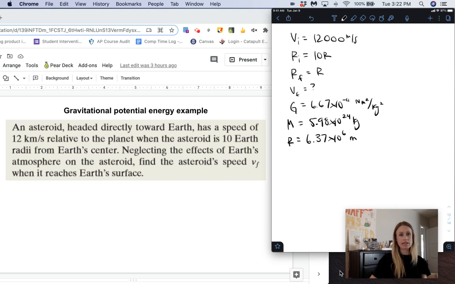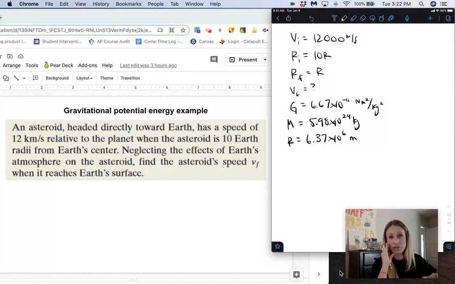All right, so here's our example for gravitational potential energy. We have an asteroid headed directly toward Earth, with a speed of 12 kilometers per second relative to the planet when the asteroid is 10 Earth radii from the Earth's center. Neglecting the effects of Earth's atmosphere on the asteroid, find the asteroid's speed v final when it reaches Earth's surface.